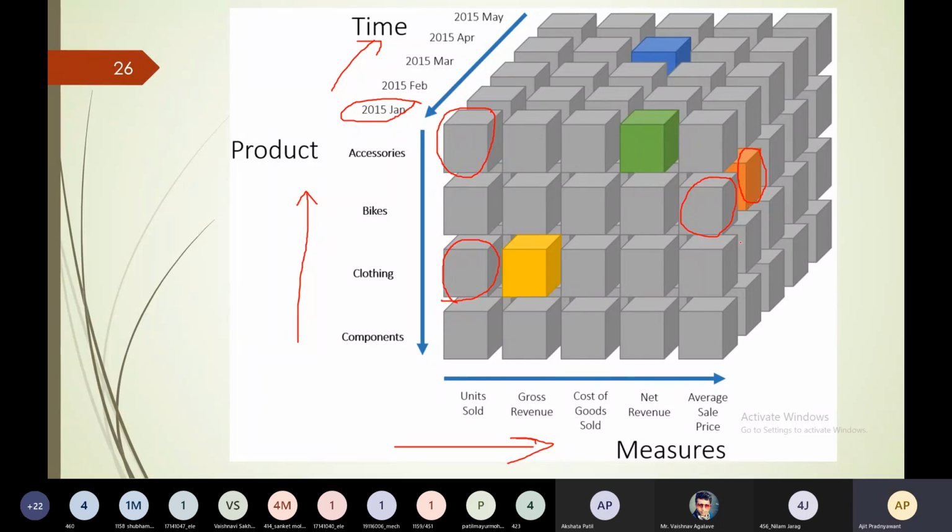Similarly, if you want to know, in May 2015, the average sale price of clothing, then you need to retrieve this data, which represents the average sale of clothing in the month of May. So this is how your data is stored in the OLAP system, and this will help you to understand the further points in the unit.